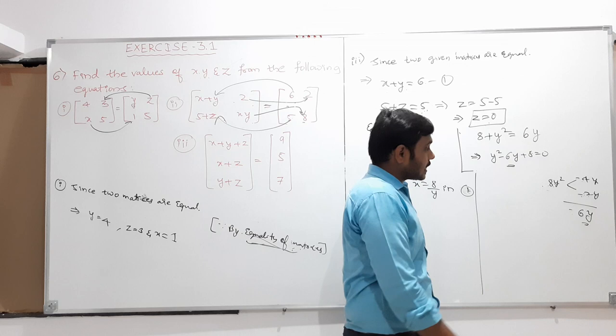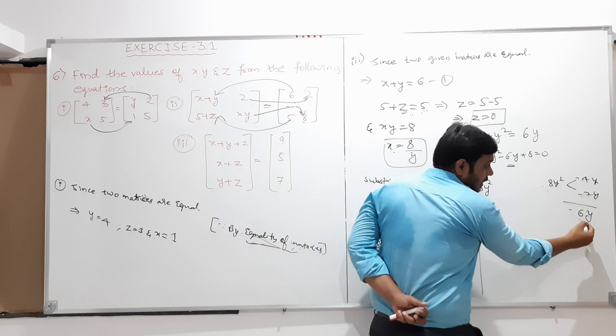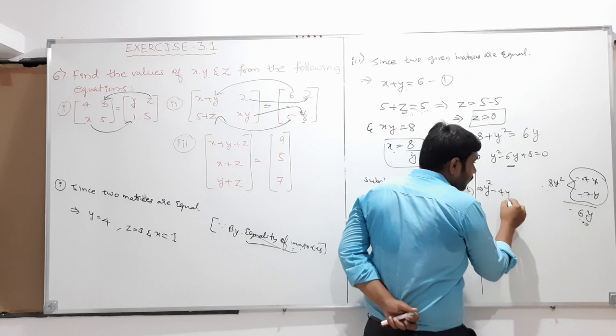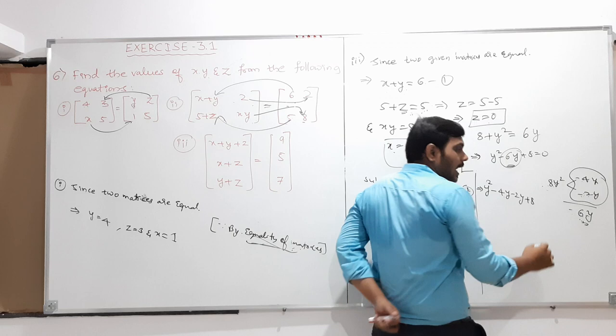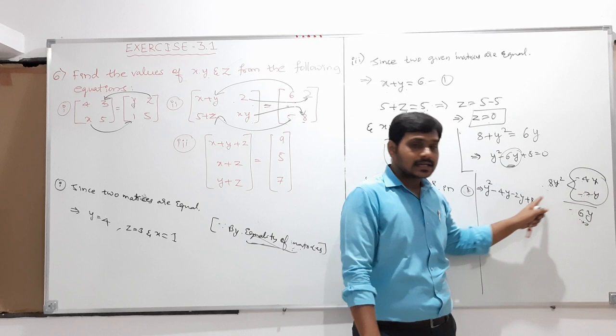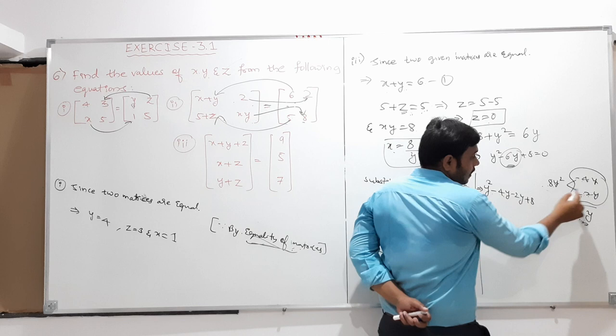Now substitute these values. The first term you should write as it is, y square. In the place of minus 6y, you should use these two terms: minus 4y, minus 2y. It is not a condition that you must write this one first. You can write either term first. So now I am writing y square, in the place of minus 6y, writing minus 4y, minus 2y, and the last term is as it is, plus 8 equals 0.